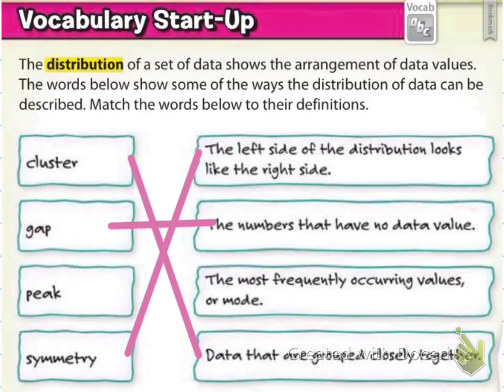The one that I wasn't really sure about, maybe you're a little confused on, is the peak, and we'll see that more clearly in just a little bit. But peak is the most frequently occurring values or mode. Just remember that if you can find all the other ones, the one that's left over will match up, right? So peak goes with that one.